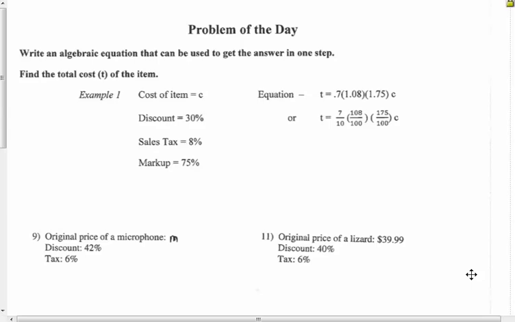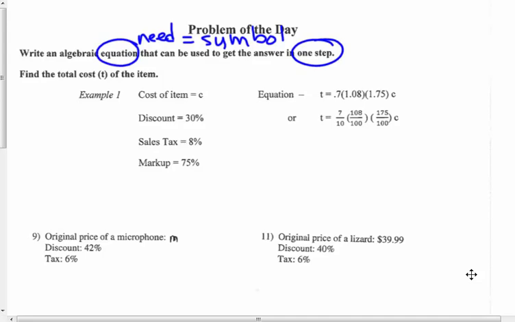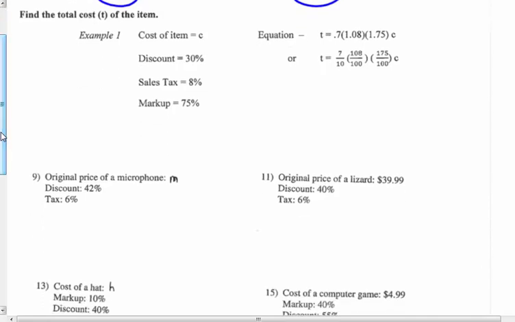Page 15 in your 1F packet, the problem of the day. So we're still working on percents, and we have to read the directions very carefully. Write an algebraic equation, so yes, we need an equal symbol, that can be used to get the answer in, again, one step. So finding the total cost of an item. So if the item costs C, $30, $40, $50, $60, $70.